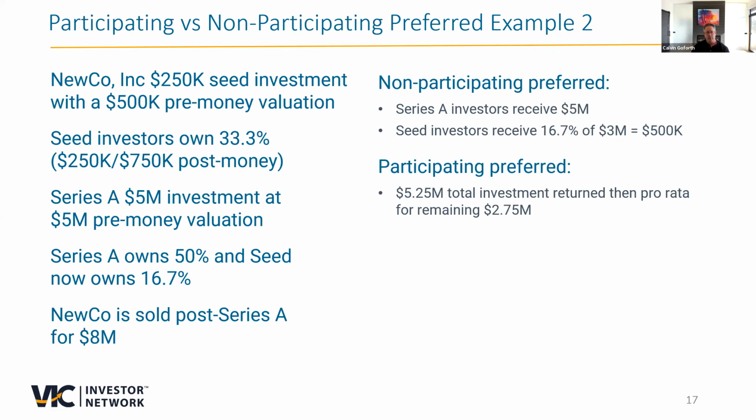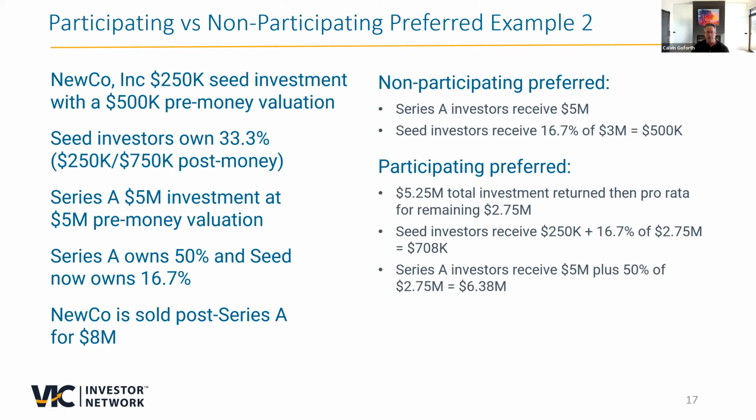For the participating preferred, the $5.25 million total investments are returned, and then it's pro rata for the $2.75 million. In this example, where it's actually a down round, or the sale is at a lower valuation than the previous round, the seed investors and the Series A would actually do better with a participating preferred.